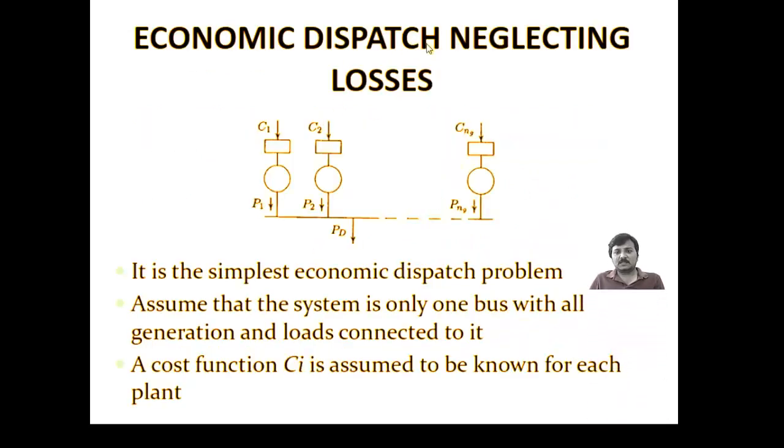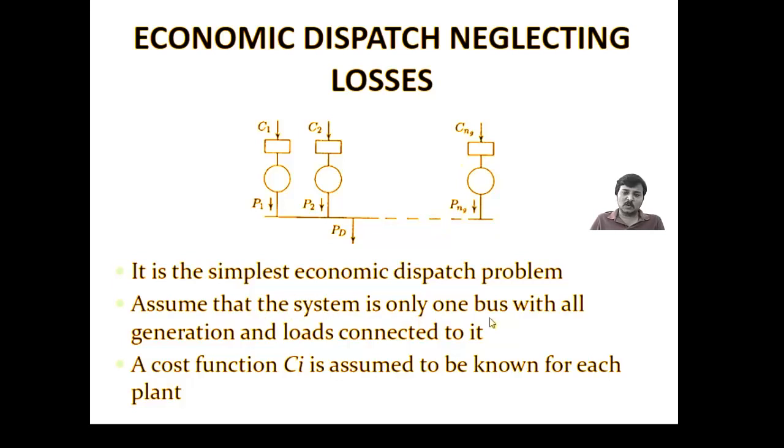Now, economic dispatch neglecting the losses. Suppose we assume we have a number of generators and one transmission line and there is a demand. For a particular demand, how we can load each generator is nothing but economic dispatch. By keeping the cost minimum, how you are effectively placing the load on each generator for a particular load with the minimum cost is nothing but your economic dispatch problem. It is the simplest economic dispatch problem.